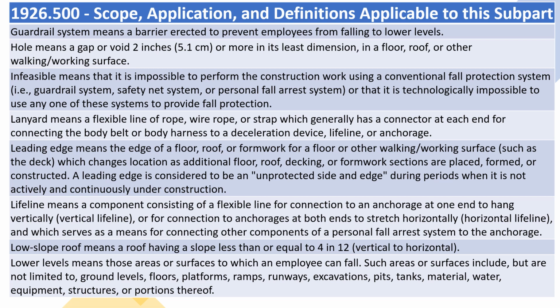Guardrail system means a barrier erected to prevent employees from falling to lower levels. Hole means a gap or void 2 inches, 5.1 centimeters, or more in its least dimension in a floor, roof, or other walking/working surface. Infeasible means that it is impossible to perform the construction work using a conventional fall protection system, i.e., guardrail system, safety net system, or personal fall arrest system, or that it is technologically impossible to use any one of these systems to provide fall protection.